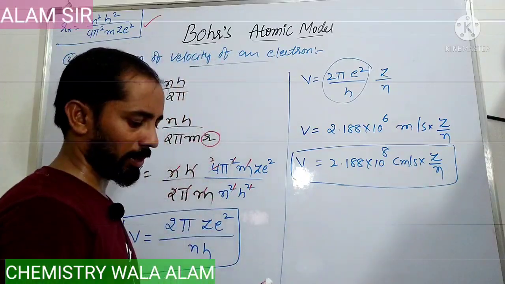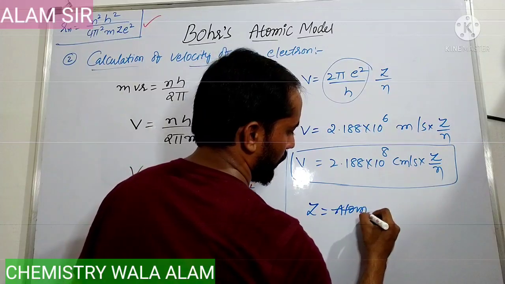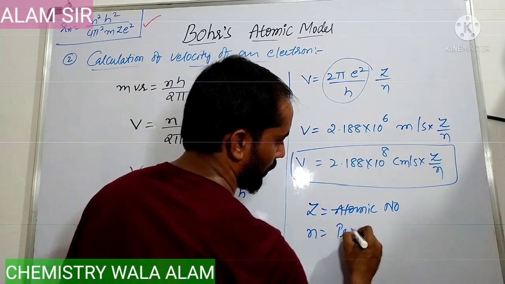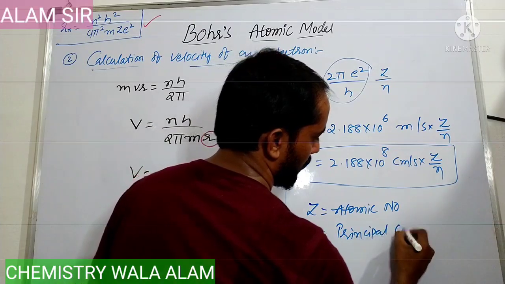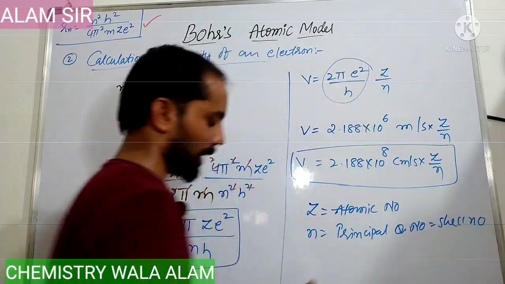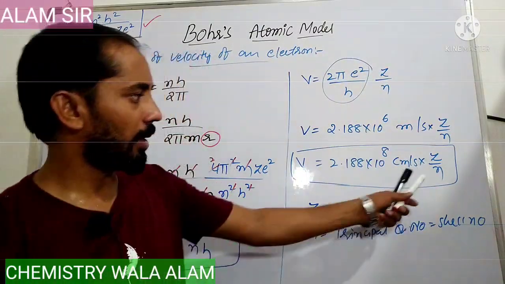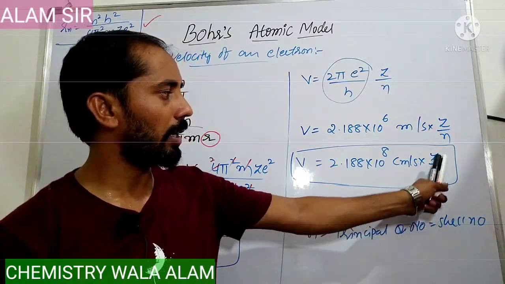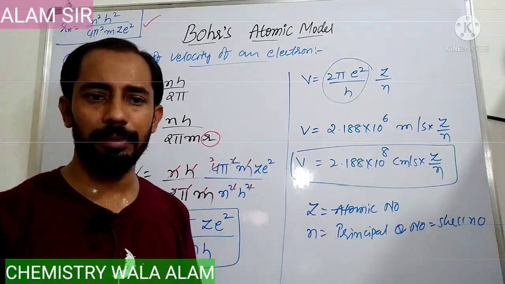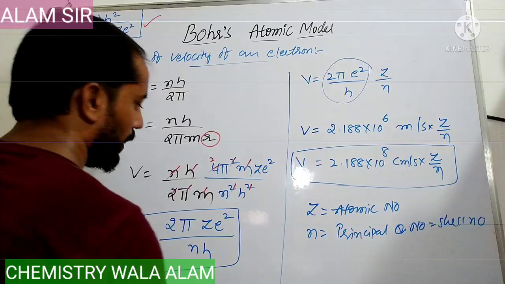Here z is the atomic number, and n is the principal quantum number, that is equal to the shell number. Suppose we want the velocity of the second orbit of helium. For the second orbit we take n as 2, and helium has z as 2, that means 2 by 2, and we get the velocity. So this is the velocity of the electron.